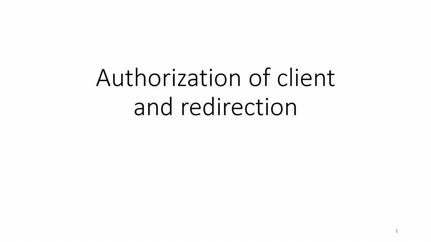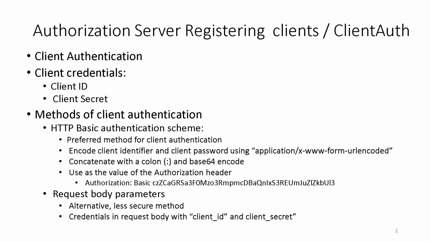In this lecture, we will explore the intricacies of authorization for client and understand the mechanism of redirection and its importance in the OAuth process. Client authentication is a fundamental part of the OAuth 2.0 protocol. It ensures that only legitimate and authorized clients can request access tokens, which in turn grants them access to protected resources. Client credentials are the primary means of authenticating a client.